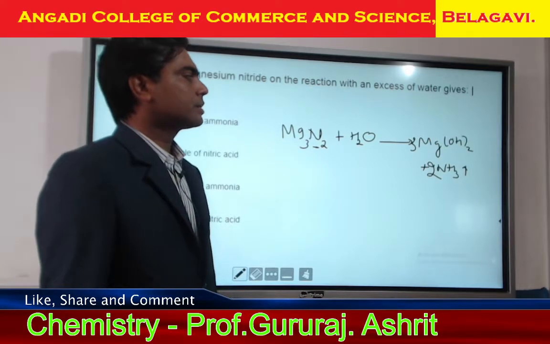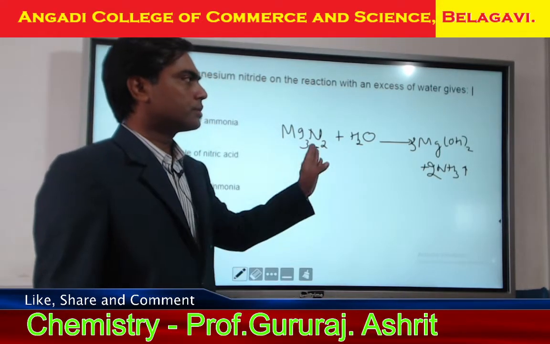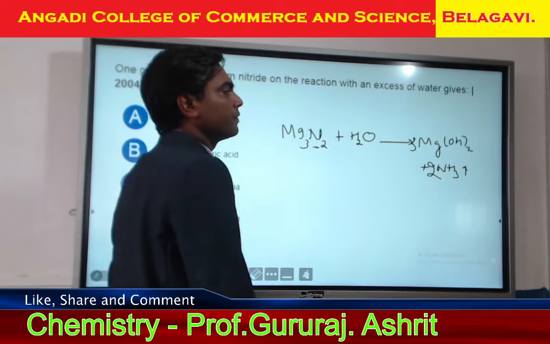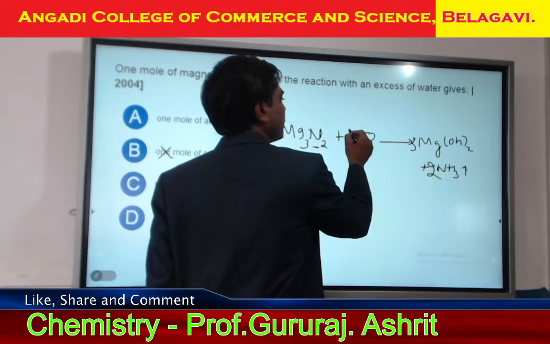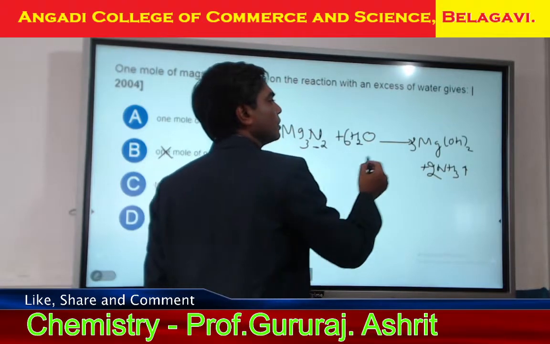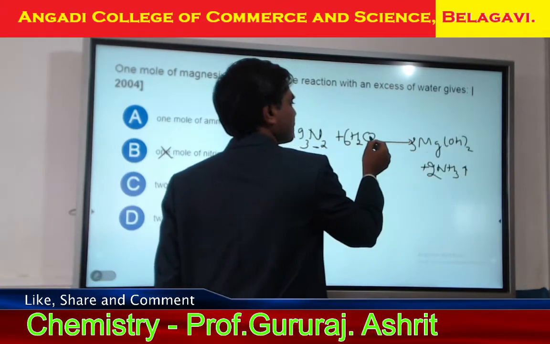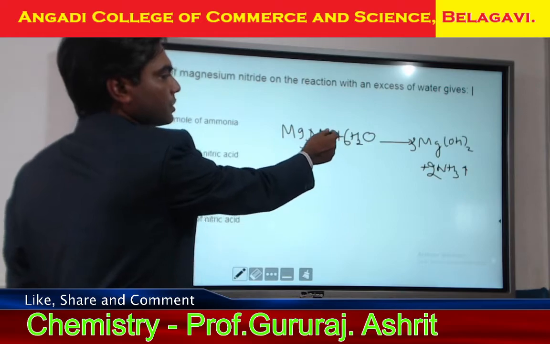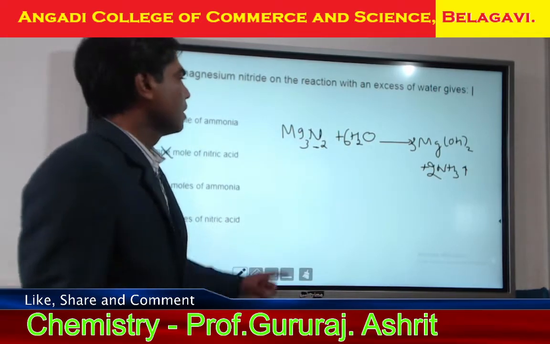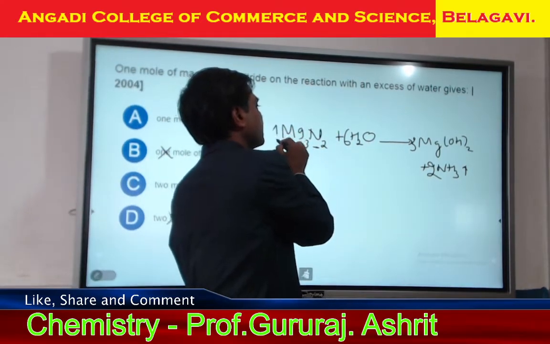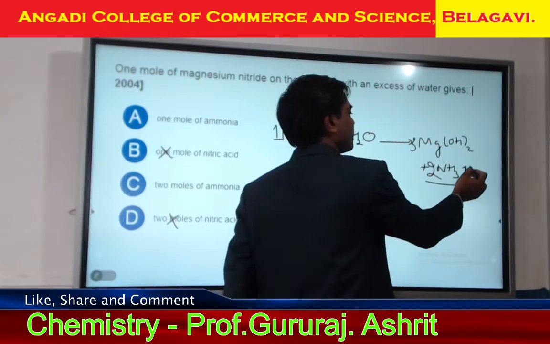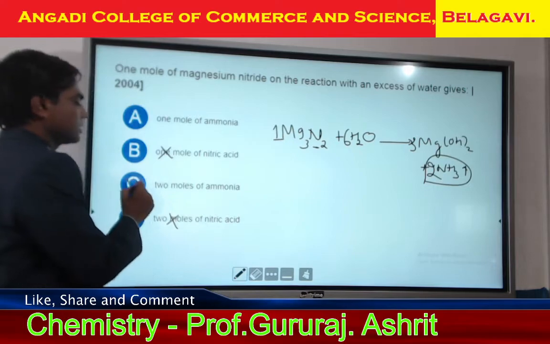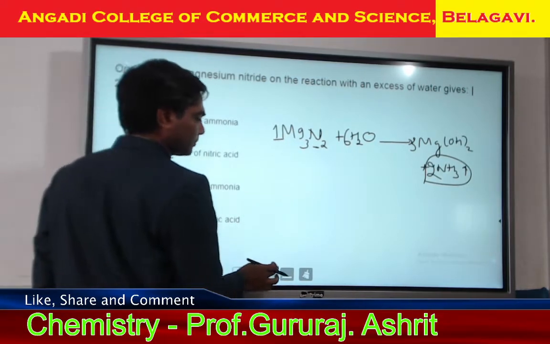How many hydrogens are there? 2 times 3 is 6 hydrogens, and 3 times 2 is 6 hydrogens. Therefore, 6 plus 6 is equal to 12. Make it 6H2O. Then oxygen, how many are there? Twice, so we get 3 times 2, which is 6 oxygen. Therefore, this will be the reaction. When you take 1 mole of magnesium nitride and react with 6 moles of water, you get 2 moles of ammonia. Hence, the answer is C.